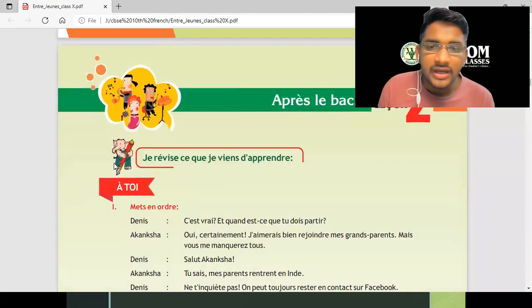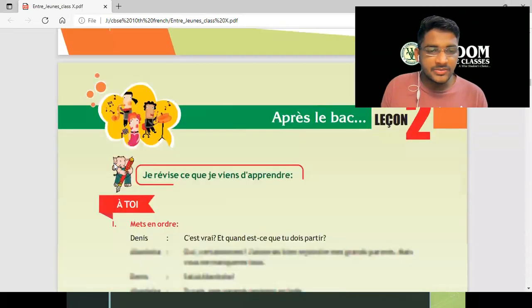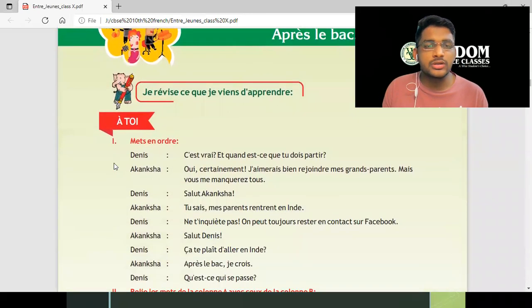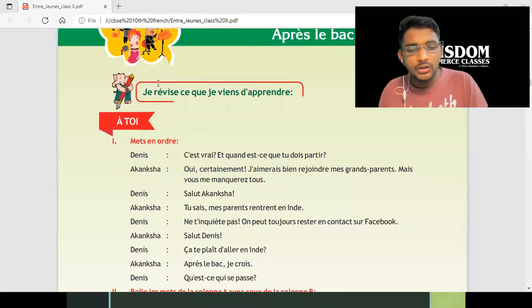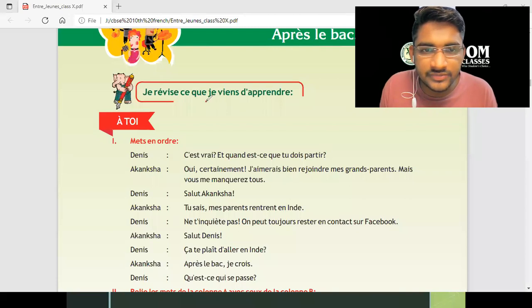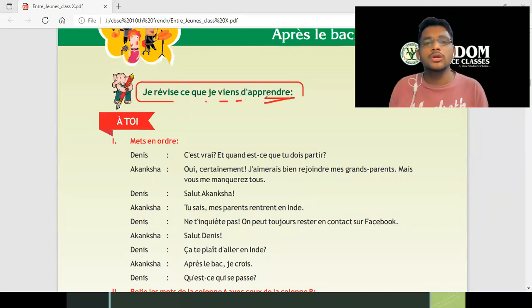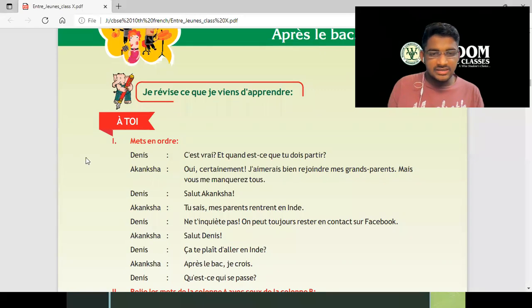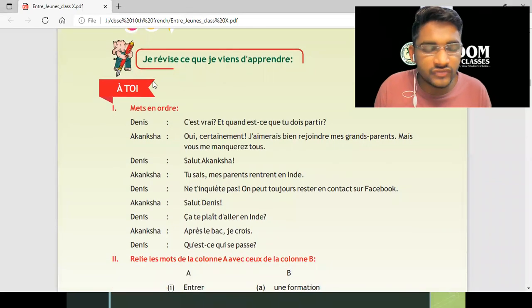So we are on the next page, number 17. So I'm revising what I've just learned. You see this is passé récent. Do you notice, friends, over here? Subject plus venir plus de plus infinitive. So I am going to revise. I'm revising what I just learned. Let's start. We'll see what the English translation of this is.